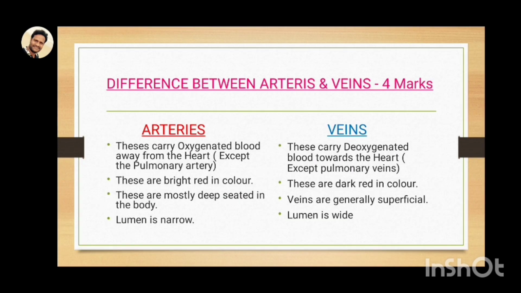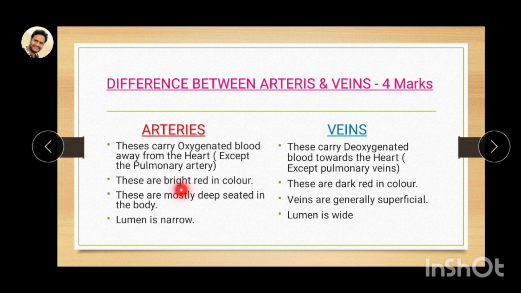Now we focus on the difference between arteries and veins. Arteries mainly carry oxygenated, fresh blood from the heart, whereas veins carry deoxygenated blood towards the heart. Remember one point: all arteries carry fresh blood except the pulmonary artery, and all veins carry waste blood except the pulmonary veins. This is most important for NEET bits.